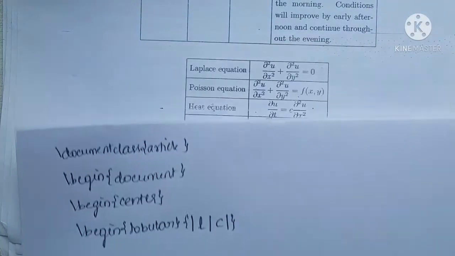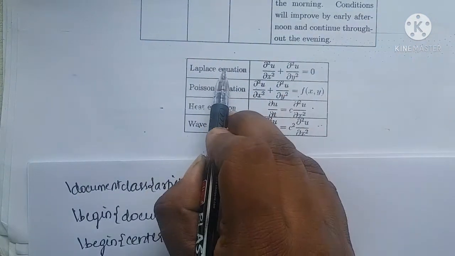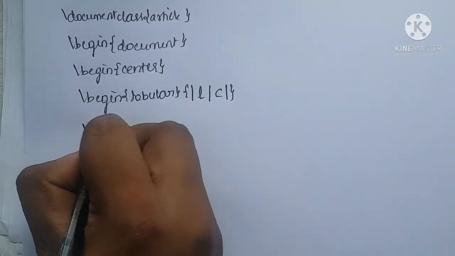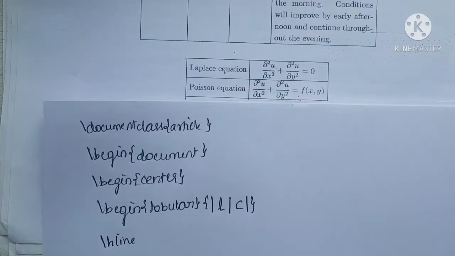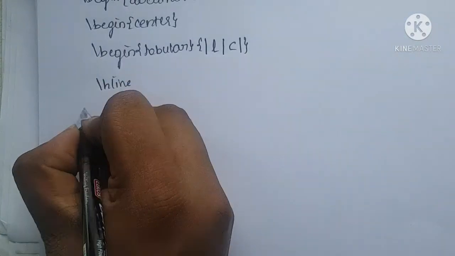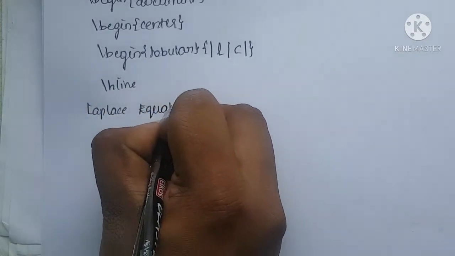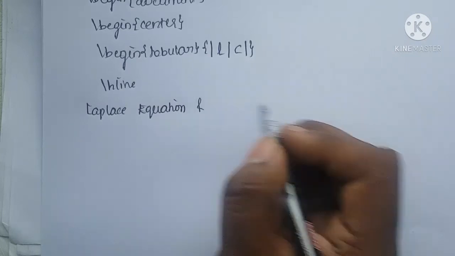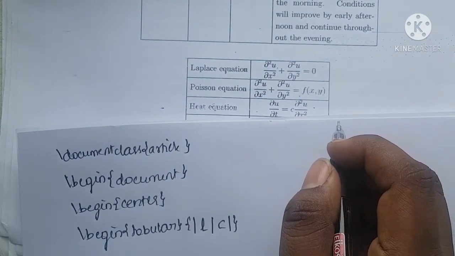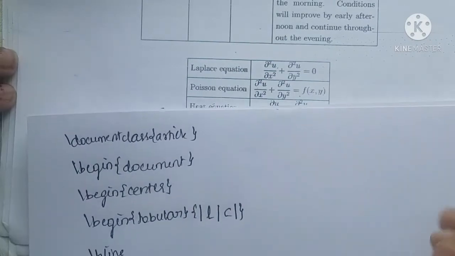Now we shall mention the rows. What is the first row? Before that we need one hline. Before mentioning this row, I need one line. So what is the command? Backslash hline. What is the first row? Laplace equation and. So first I am going to mention Laplace equation, ampersand. What is the equation? Dou square u by dou x square plus dou square u by dou y square equals 0.